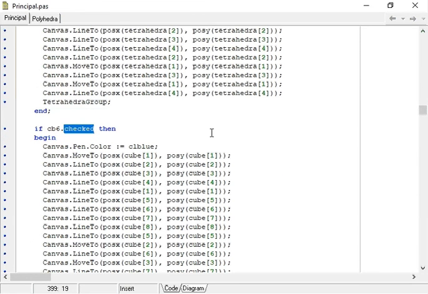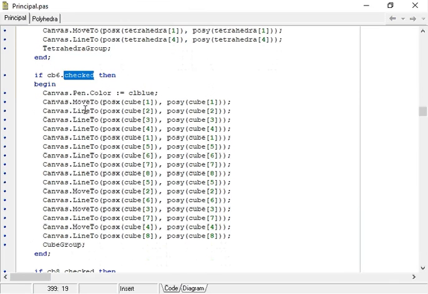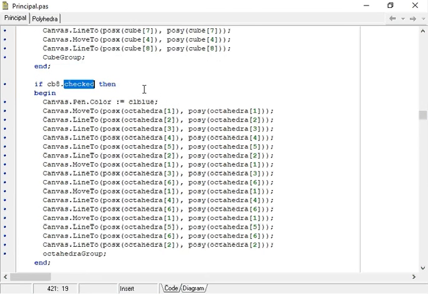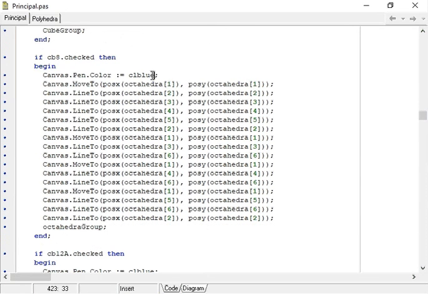If CB6 is checked, we draw the lines 1, 2, 2, 3, 3, 4, 4, 1. 1, 5, 5, 6, 6, 7, 7, 8. 8, 5. Move to 2, 2, 6. Move to 3, 3, 7. Move to 4, 4, 8. Do the cube group.